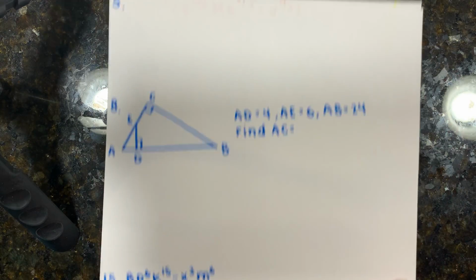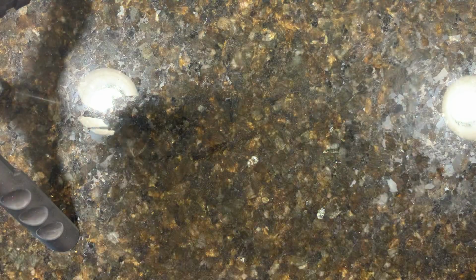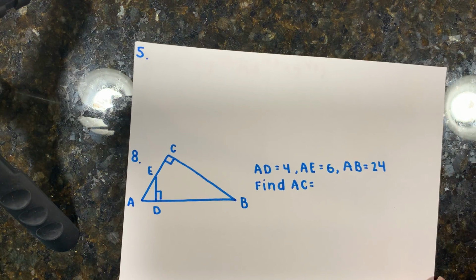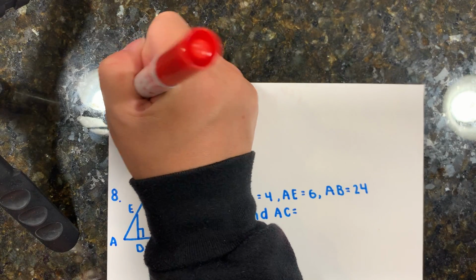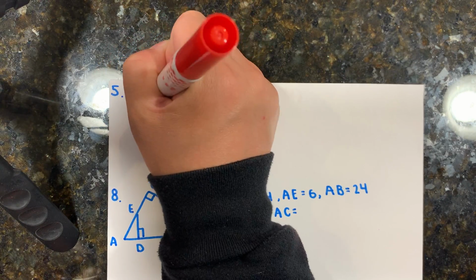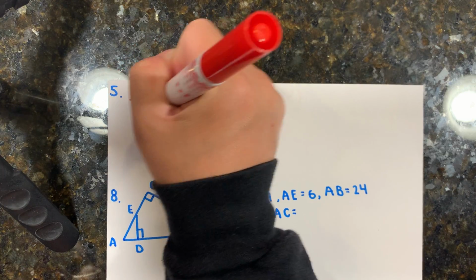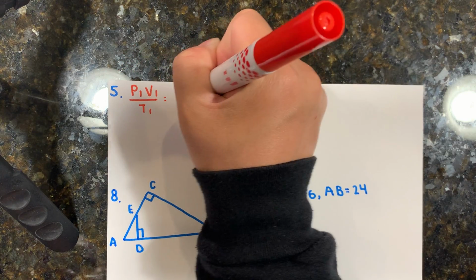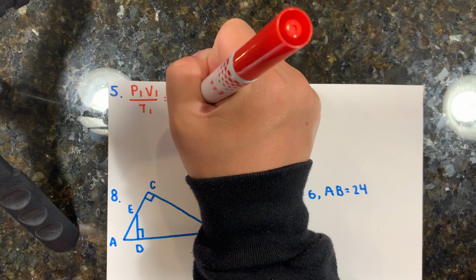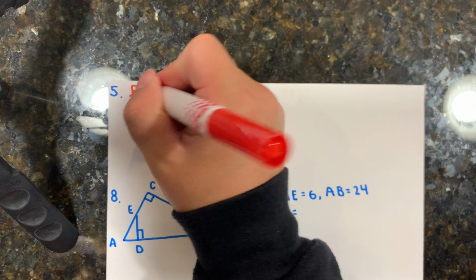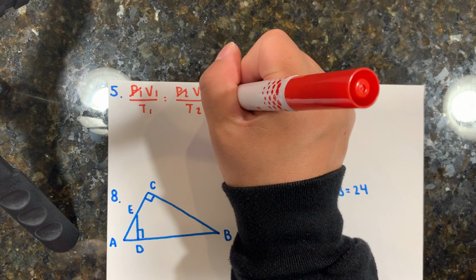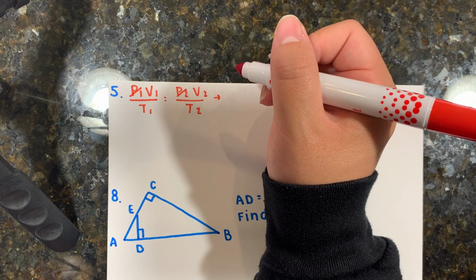Now we'll look at number 5. So for number 5, it says the pressure of the quantity of an ideal gas was held constant, which means that we're going to do P1 V1 over T1 equals P2 V2 over T2, but it says that the pressure was held constant, so I'm not going to use that. Now I'm going to input the initial volume and temperature.